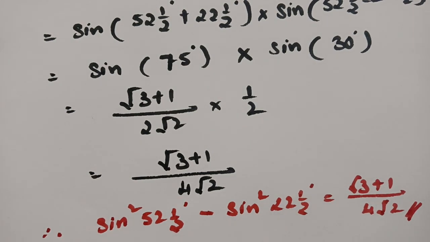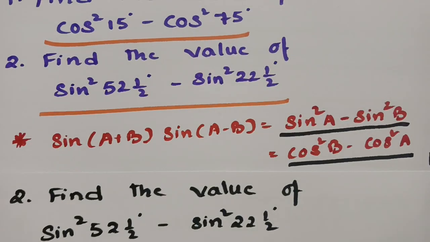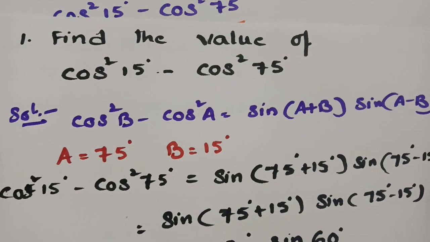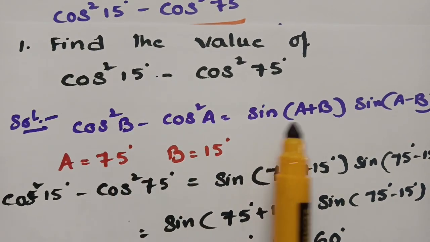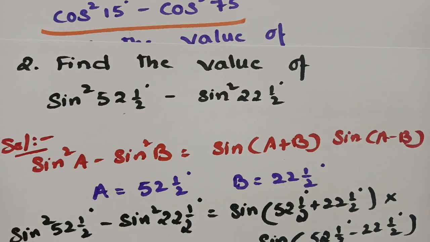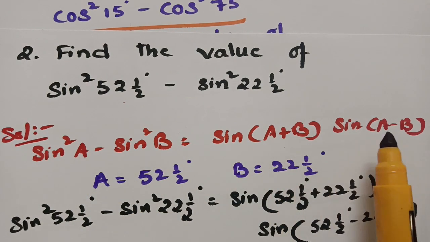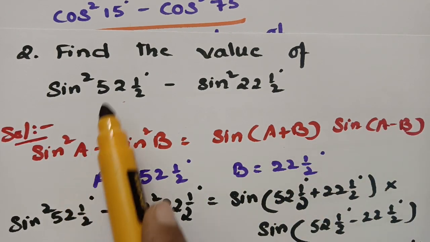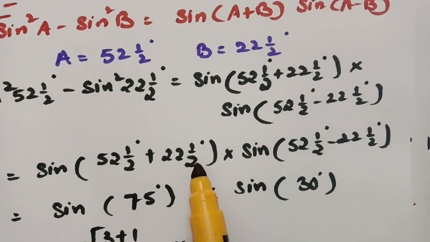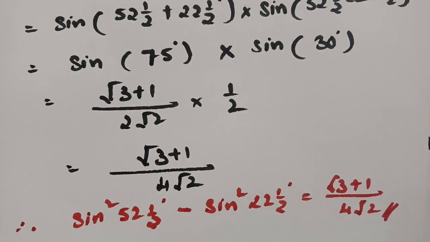So this is how we have to solve; this is the second question, and this is the first question. Cos square b minus cos square a is equal to sine of a plus b into sine of a minus b, so we have to select that formula. And next, sine square a minus sine square b is equal to sine of a plus b into sine of a minus b. In this, a is equal to 52.5 degrees, b is equal to 22.5 degrees. If you add one time and subtract one time, and these are the values, this is how we have to solve.